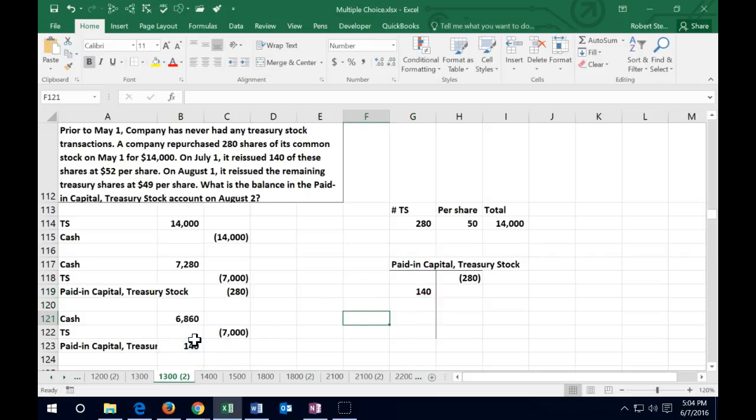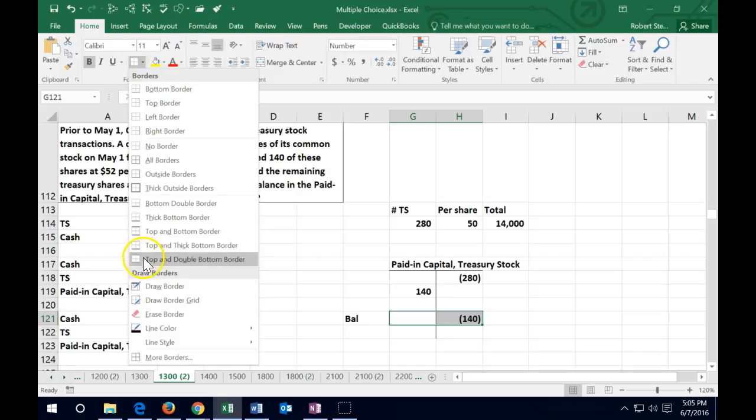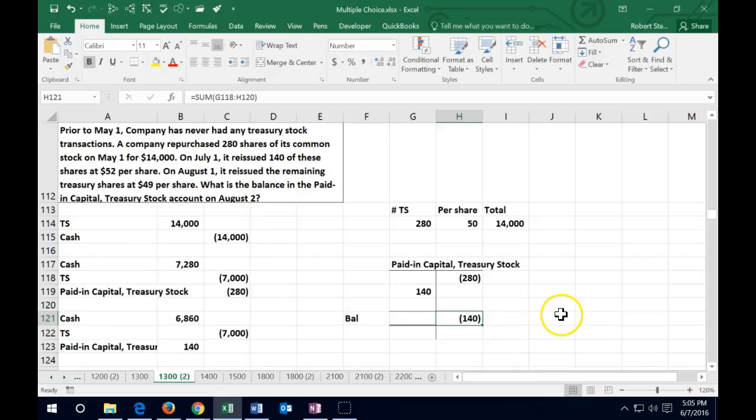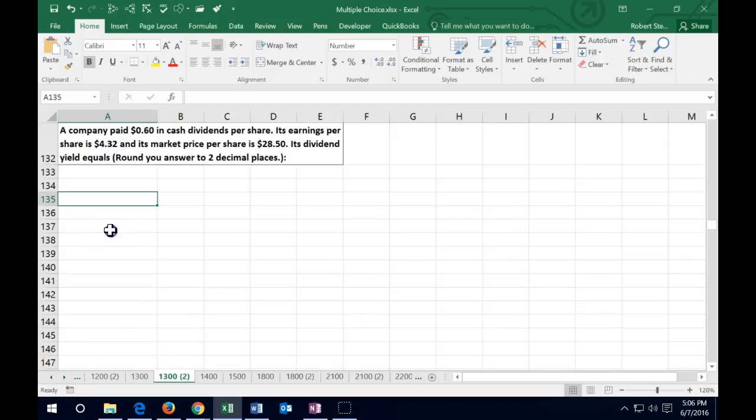Credits are still winning, so the balance in the paid in capital at this point would equal the debits minus the credits. Credits are winning by the 1,040. So that's what we have there. We can go ahead and do our double underline thing here, and that's what we have in the paid in capital treasury stock.